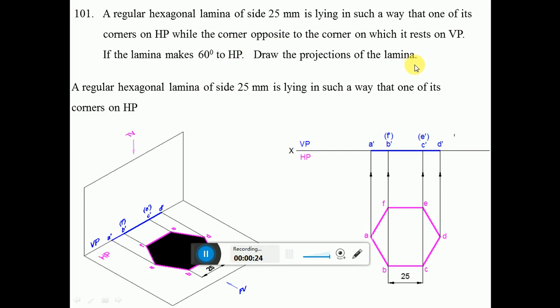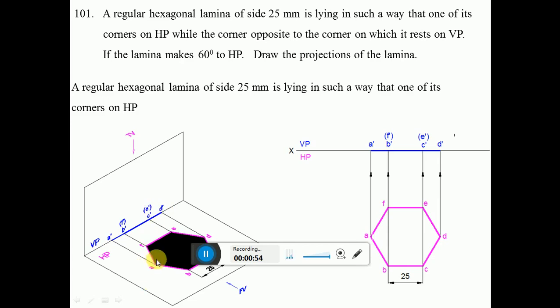So again, here he says a hexagonal lamina of side 25 mm is lying in such a way that one of its corners is on HP. Since it is a corner, obviously the extreme points must always be a single point. A corner is always a single point. So this should be the initial position, wherein the extreme point A dash and the extreme point D dash will both have a corner.